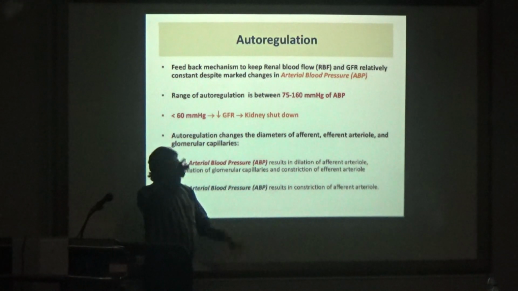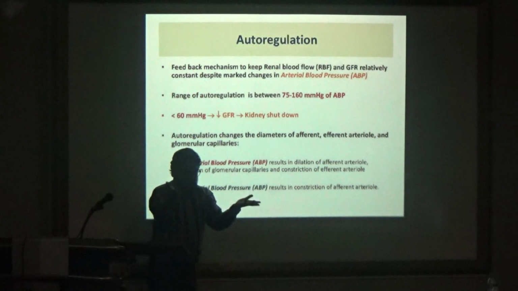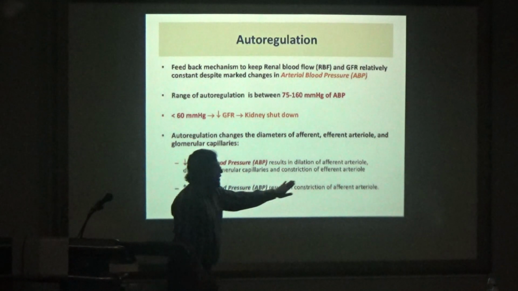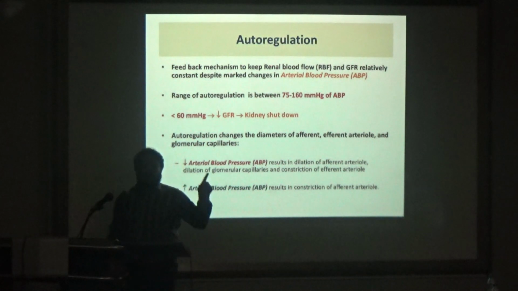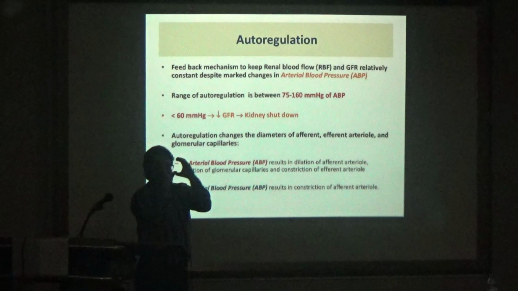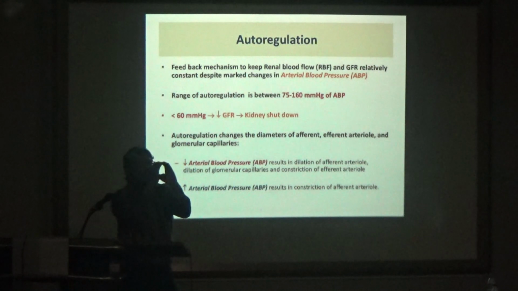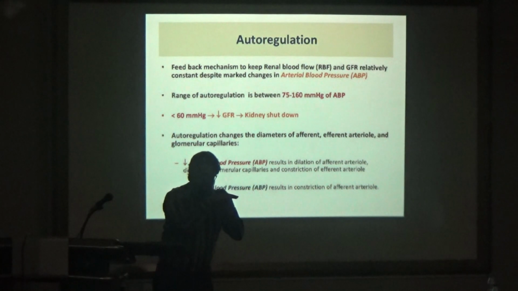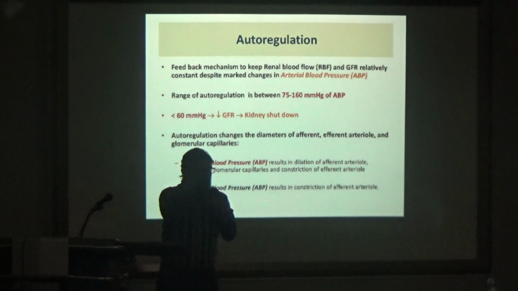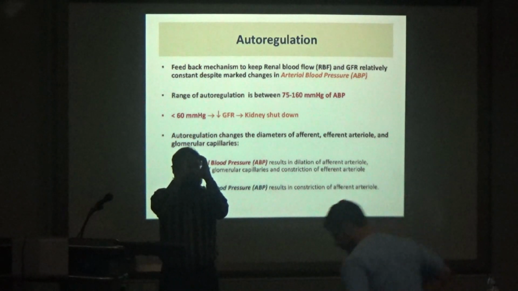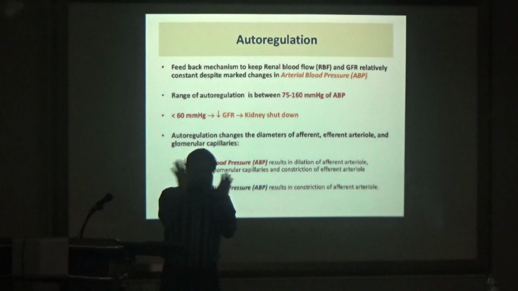Somebody answered that it would be the reverse of this. That can be an answer logically thinking, but that is not the answer in actuality. This is the normal caliber of the afferent arteriole. If the afferent arteriole is constricted, less blood would flow through it. We are not talking of pressure. If the afferent arteriole is dilated, more blood would flow through it.